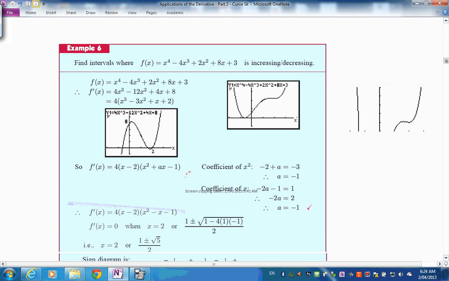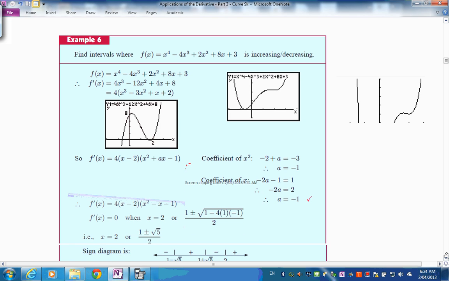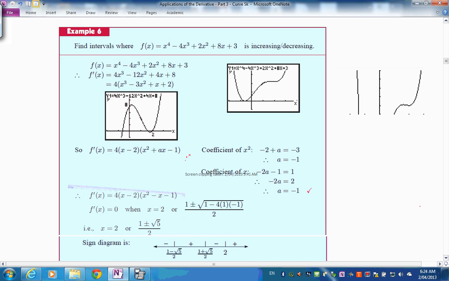So let's take a more complicated looking function, something like this, and have a look. It's a quartic, and we want to know when it's increasing or decreasing. First step, get the derivative. Factorise the derivative. Now we have a problem here. We want to put this equal to naught, and it is not in this course to solve when this is equal to naught. So we're going to use technology to help us.